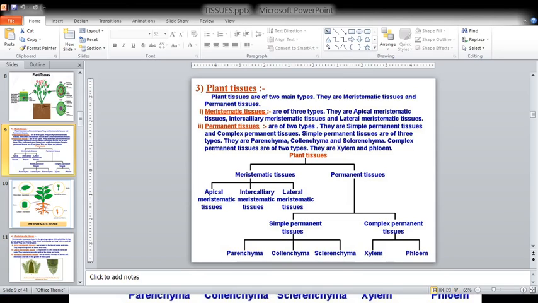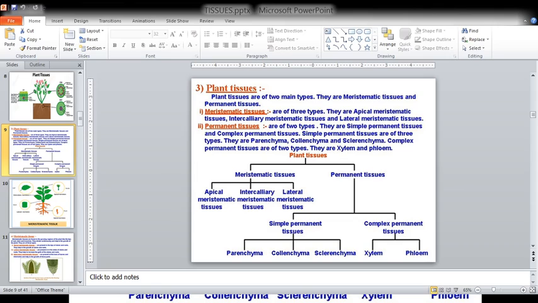Hello everyone. So let's start our second session of chapter number 6, that is tissues. So in the first session we have completed the introduction part of the chapter. Now in the second session we are going to learn the first type of plant tissues, that is meristematic tissues.